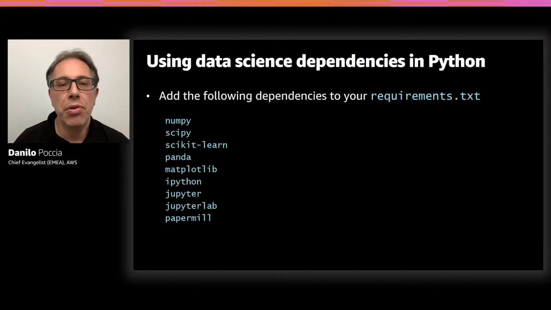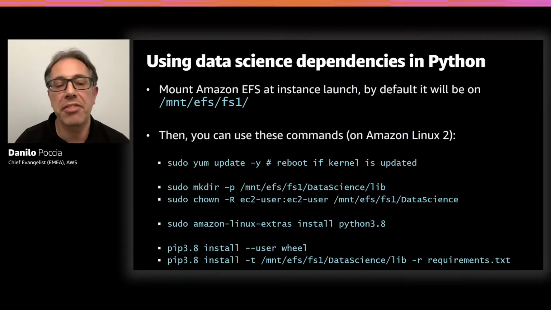If you want to create your own data science dependencies on EFS, since we're using Python, you start by defining your requirements in a requirements file, and this is the list that I'm using today. Then you can mount an EFS file system with an EC2 instance. You can change the permission so that you can write into this directory, and then you install Python 3.8, the same version we're using with Lambda now. And then with pip, you can install these dependencies straight into the EFS mount point.